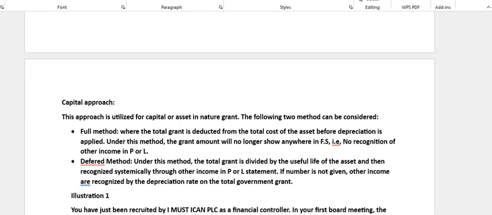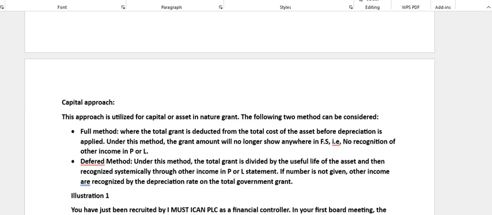Now, under the capital approach, this one has to do with the first type of government grant that we talked about, which has to do with capital or asset. So any capital or asset in nature grant, this is where you use a capital approach. Please take note; it's very, very important.